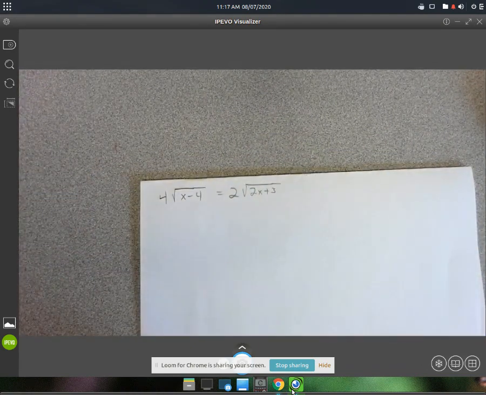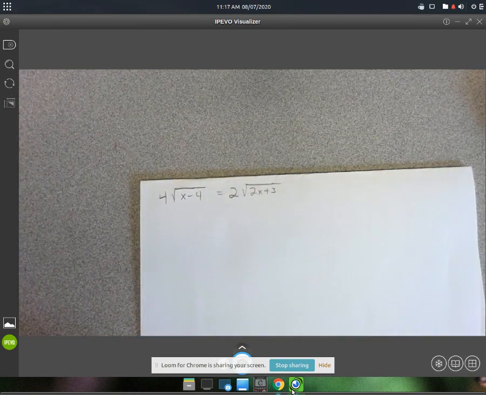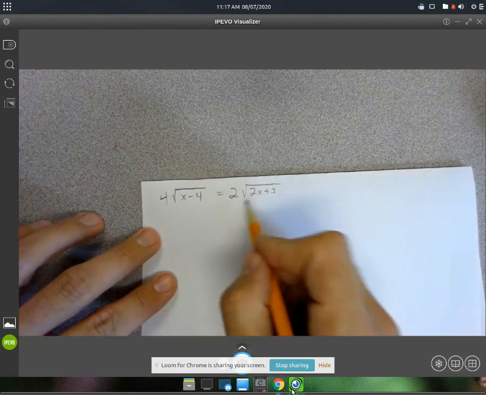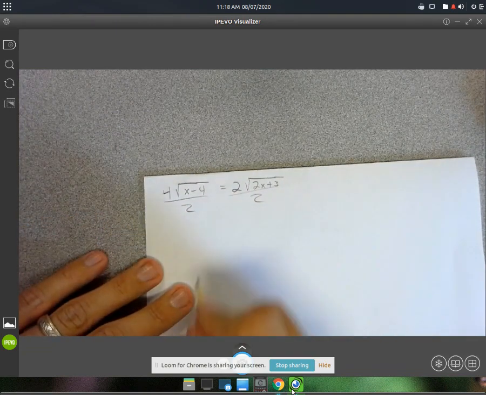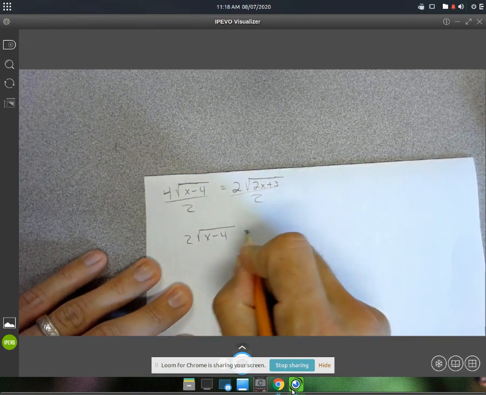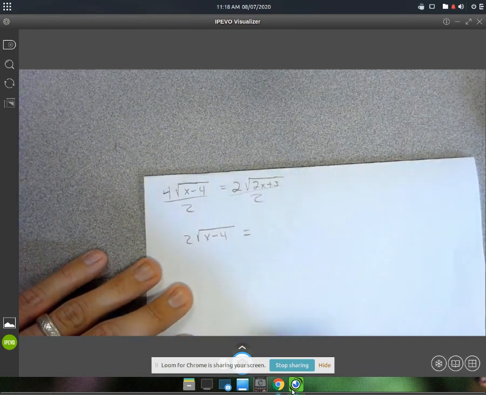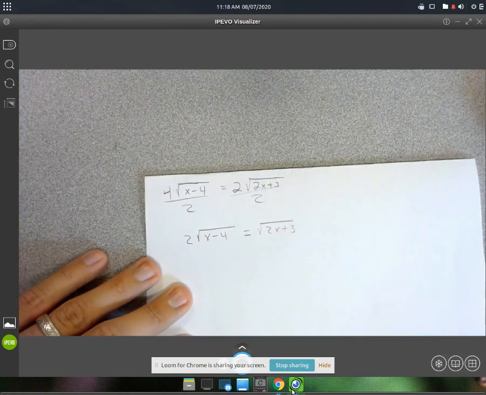All right, in this example, you've got square roots on both sides. It's not too bad. There are some coefficients out front. I would recommend dividing both sides by 2 before you get started here. All right, divide both sides by 2. You'll end up with 2 root x minus 4. And on this side, the 2's just cancel. So you get root 2x plus 3.